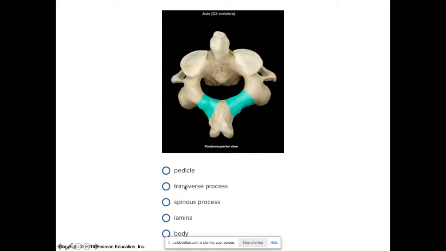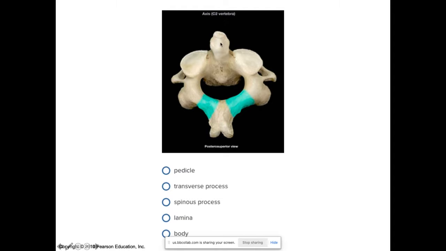So what is the transverse process? That's out here and out here. Cervical vertebrae also are the only vertebrae that have a hole in the transverse process. It's called a transverse foramen. That's where your vertebral arteries travel through that bring glucose and oxygenated blood up to the brain.